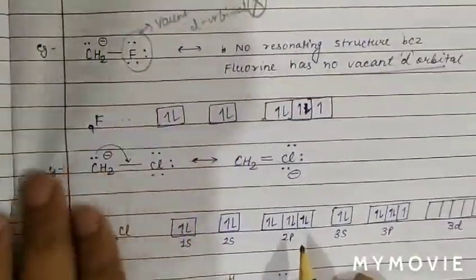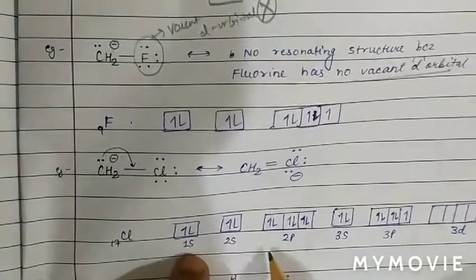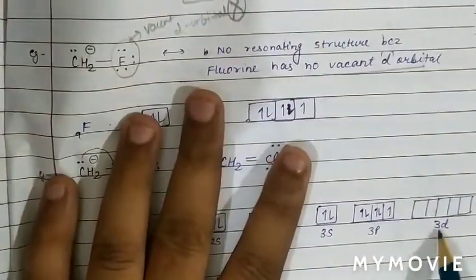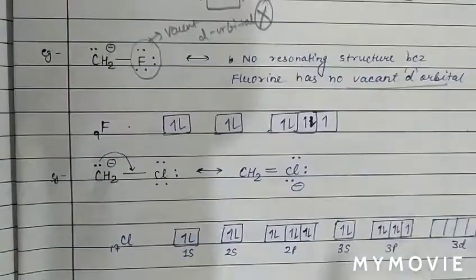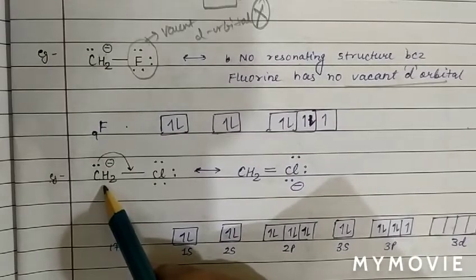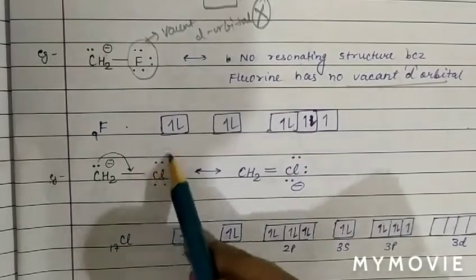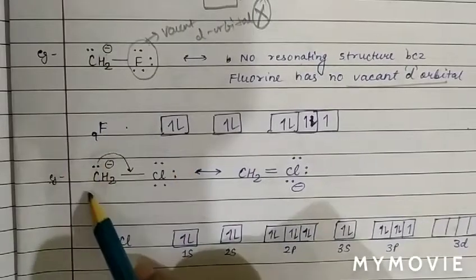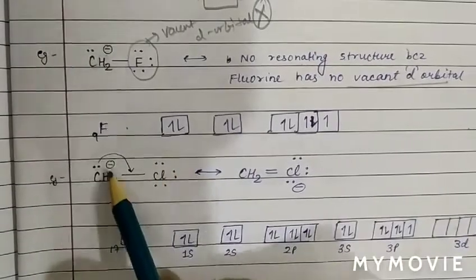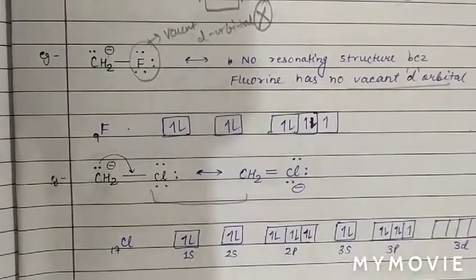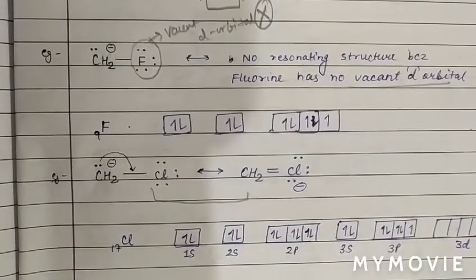We can see here 1s2, 2s2, 2p6, 3s2, 3p6, and 3d is vacant. 3d of the chlorine atom is vacant. So in this case, because there is one orbital with an electron pair, a single bond, and a vacant d orbital in chlorine, there is a possibility of resonance. So it is also a type of conjugated system. Now this electron pair shifts in between them. So this is the resonating structure of this one. So this is another type of resonating structure.